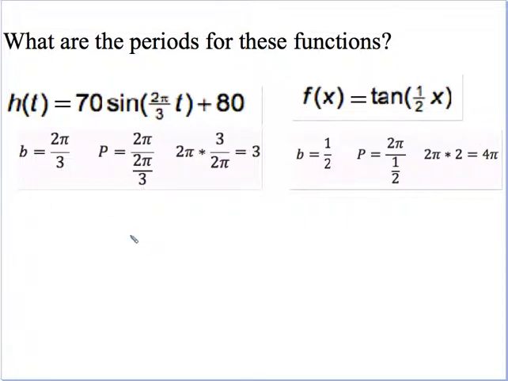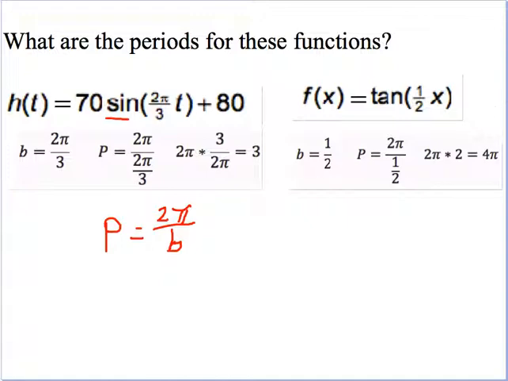And then what are the periods for these functions? Remember, the period for the sine function is 2 pi divided by your b value. I just realized I have an error here. Let's look at this one first. 2 pi divided by b. So it's 2 pi divided by, my b value is 2 pi over 3. I have a fraction and a fraction, so I'm multiplying by the reciprocal. The 2 pi's cancel out, and I'm just left with 3. So for this example, my period is 3.